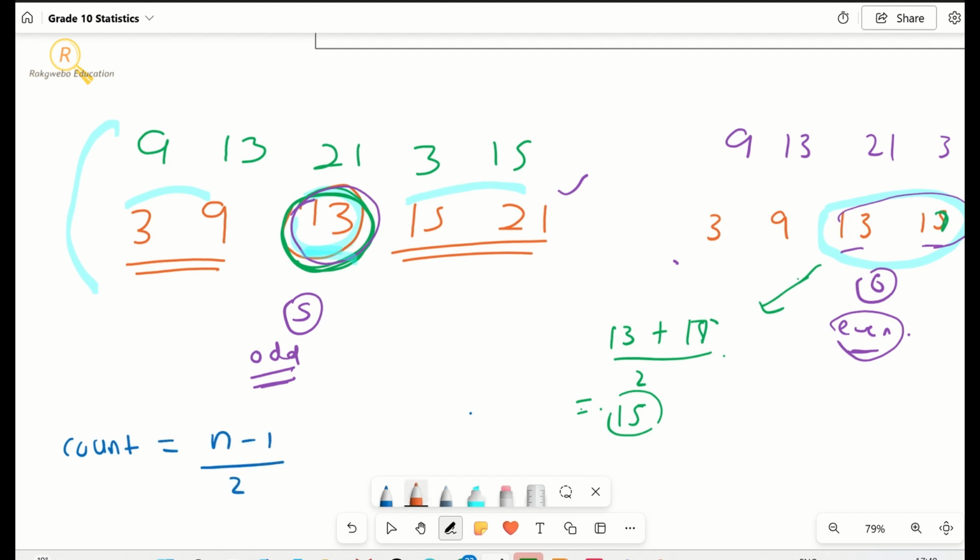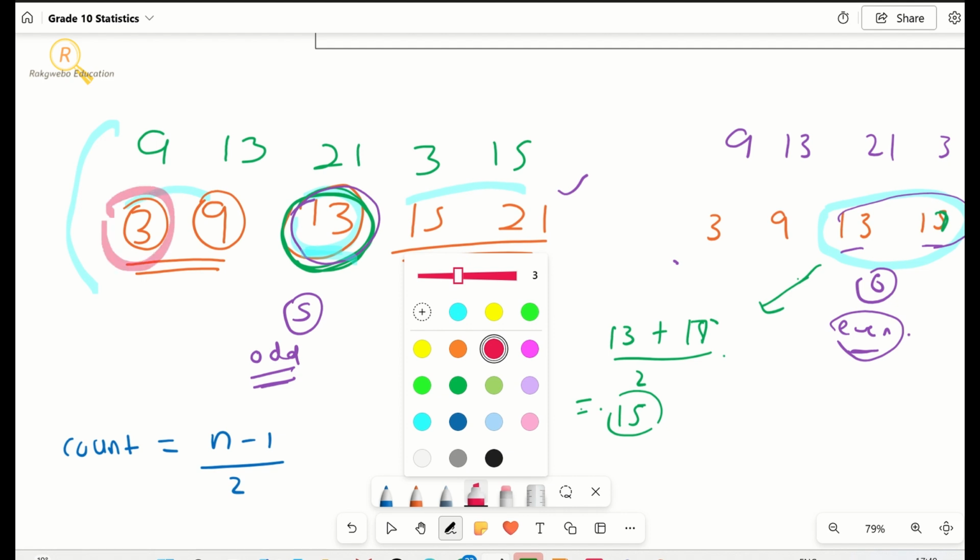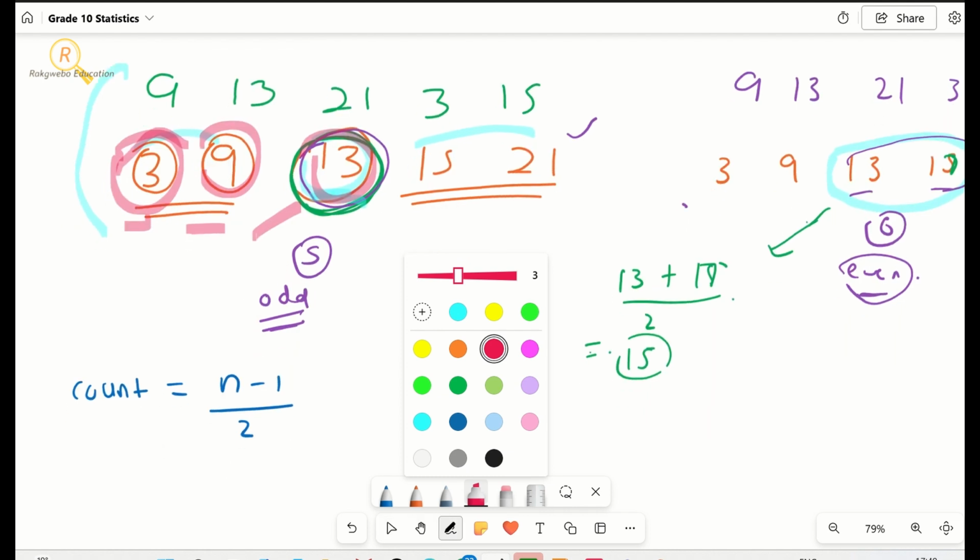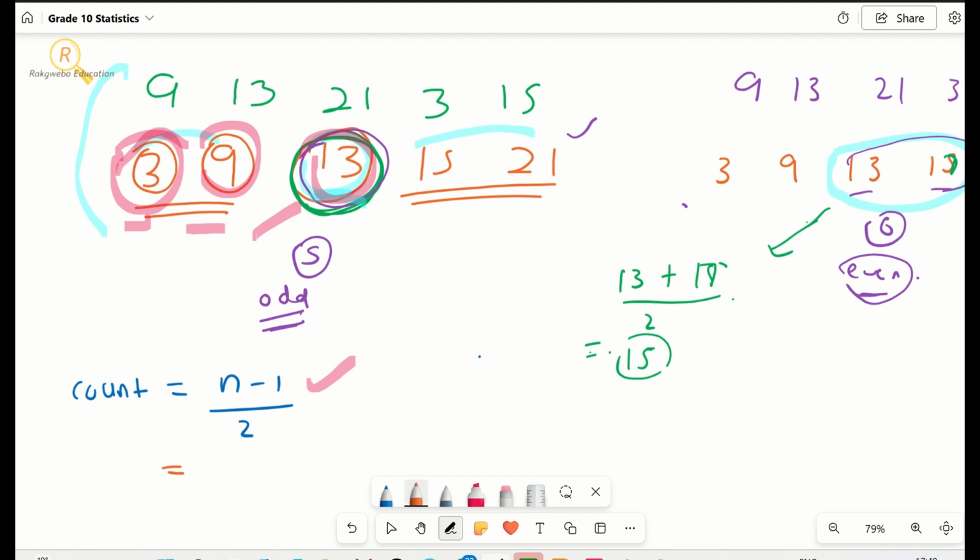So you see that you count twice. You count 1, 2 times before you get to the median. You count the first time, the second time, and then the next number is the median. This is the formula you use to count. You take the total number of values, 5, minus 1, over 2. This gives you 4 over 2, which is 2. This means that you count twice before you get to the middle value. 1, 2. The next value is the middle value. Does that make sense?